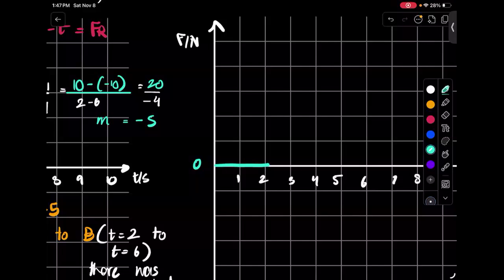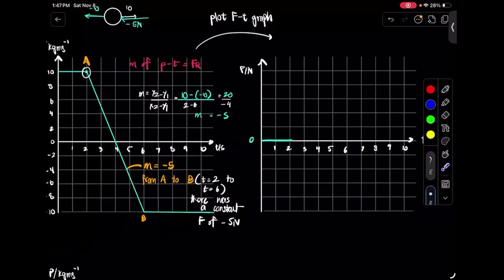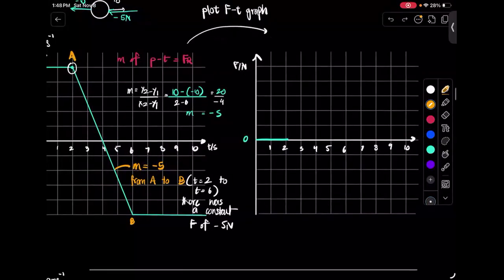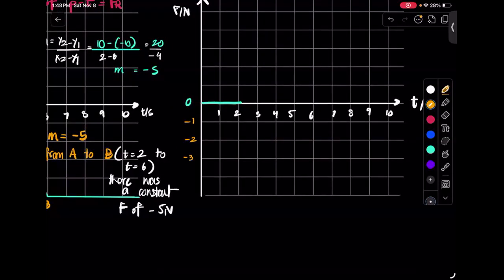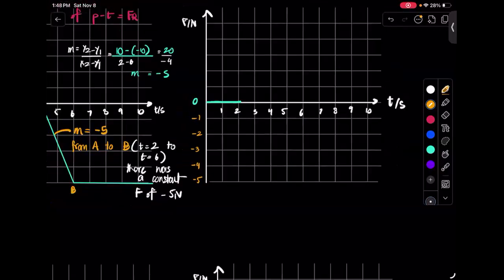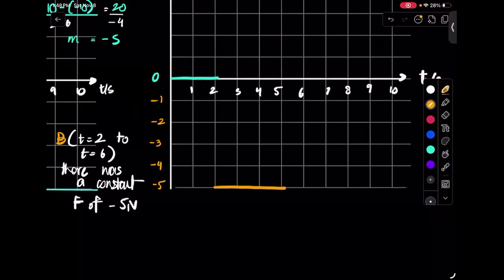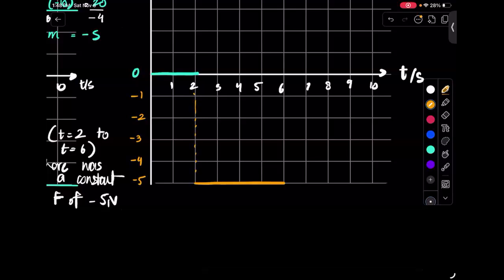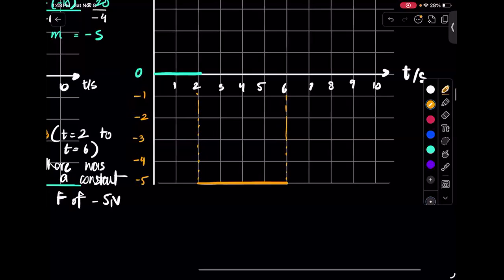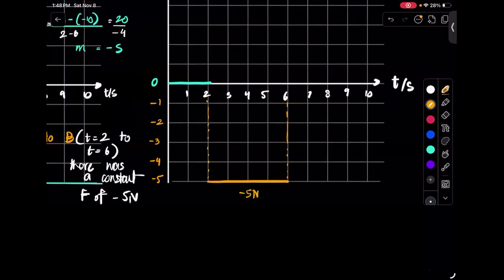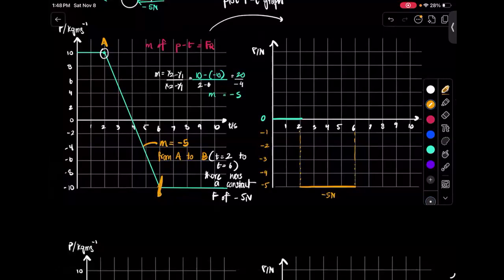Now, was there any force from A to B? So from 2 seconds to 6 seconds, was there any force? Yes. And we figured it out by calculating the slope. There was a negative 5 Newton force. So that means -1, -2, -3, -4, -5. From 2 seconds to 6 seconds, there was a constant force of -5 Newton.